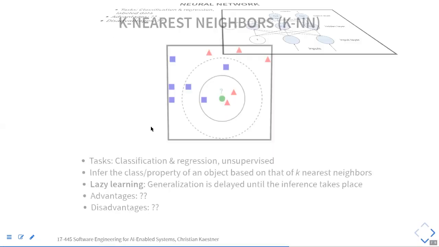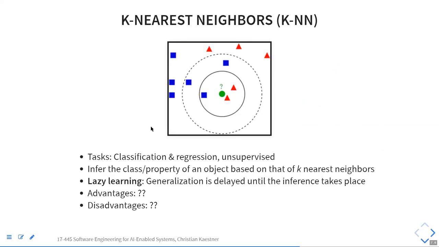All right, one last one. We haven't talked about this before. K-nearest neighbor. Can somebody explain how this works? I assume a bunch of you have done this in some class and implemented this maybe. Would somebody volunteer? Jake?